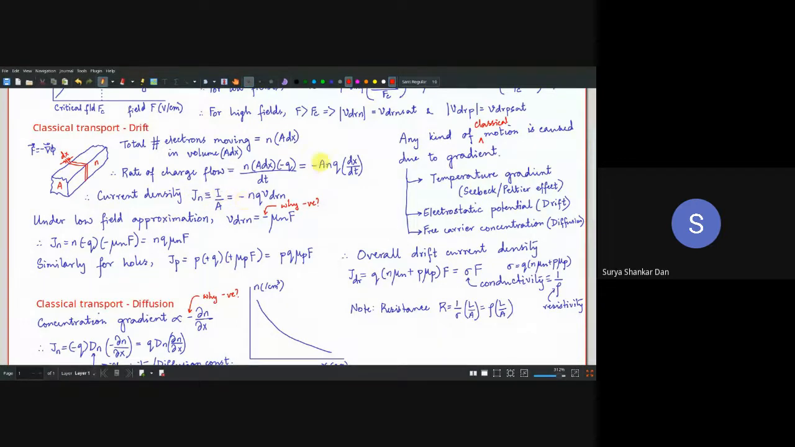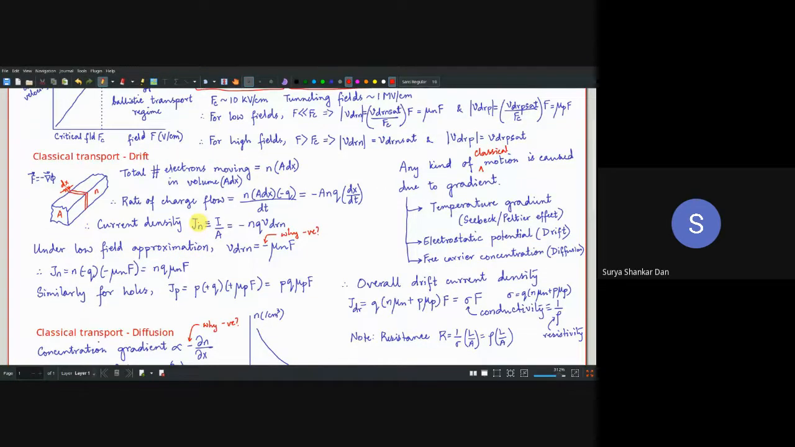ठीक है, तो ये एरिया कैंसिल हो जाएगा, तो माइनस एन क्यू dx dt is equal to vdrn, drift velocity of the n type carrier, that is electrons. Now under the low field approximation, देखो low field approximation हमने यहाँ पर दिखाया है ना, क्या था? Simply vdrn is equal to mu n into f. Okay, so this is something important.